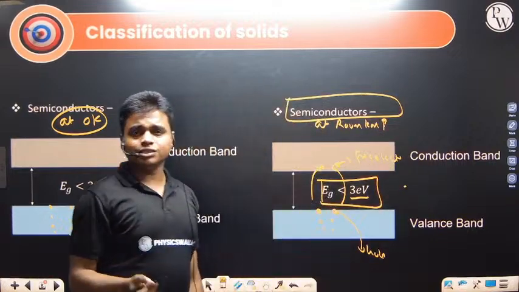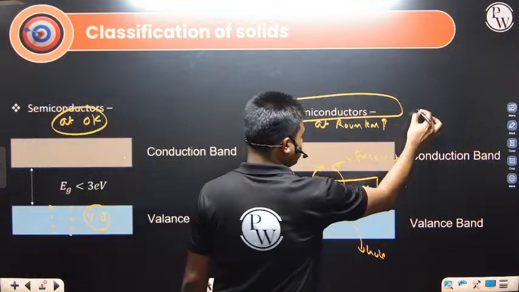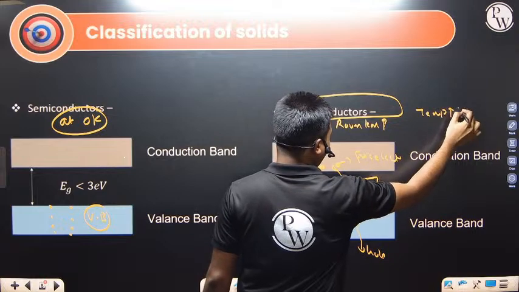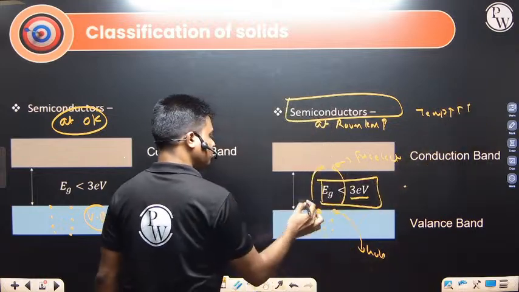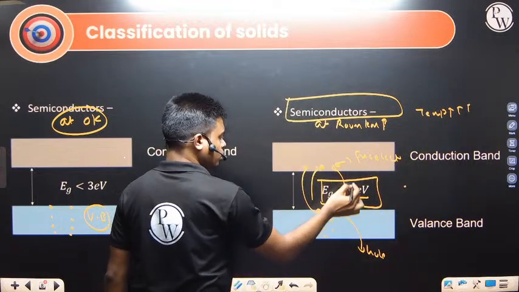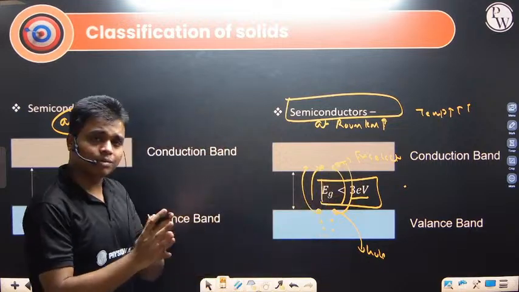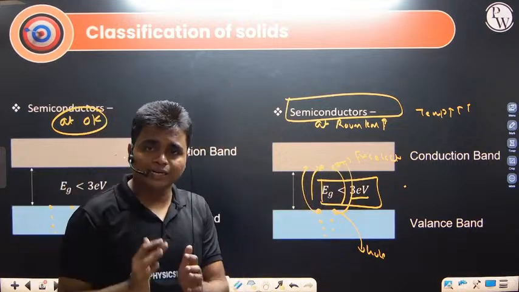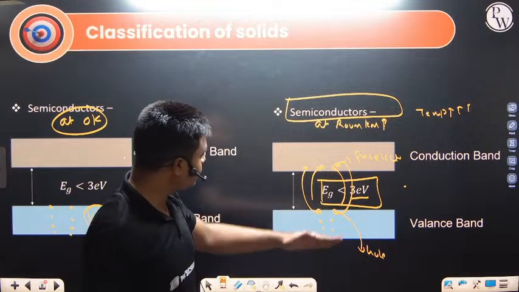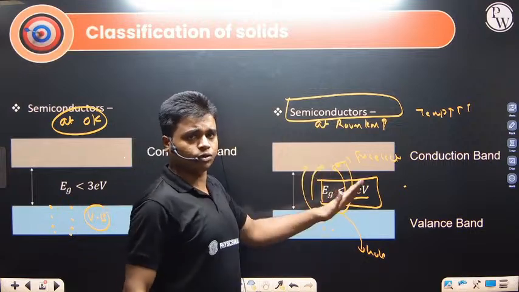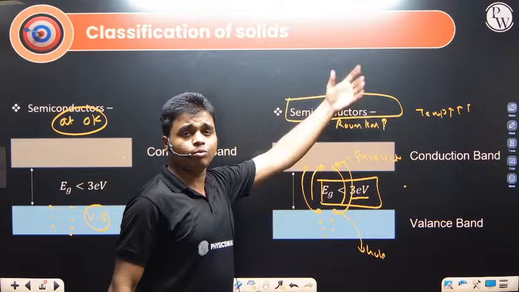What actually happens is that as the temperature increases, more and more electrons will jump from this point to this point. As the temperature increases, electrons get thermal energy. Because of that, they jump from the valence band to the conduction band, and this keeps on happening.